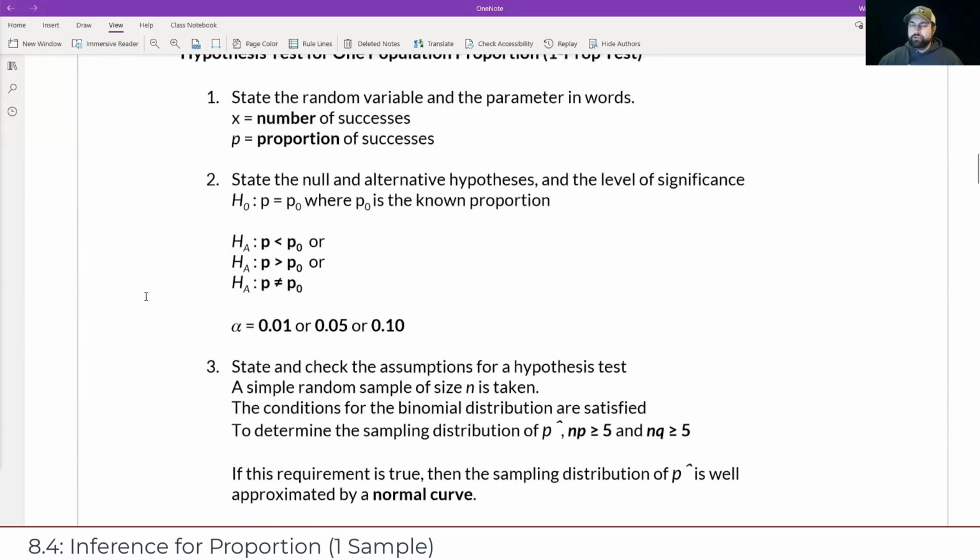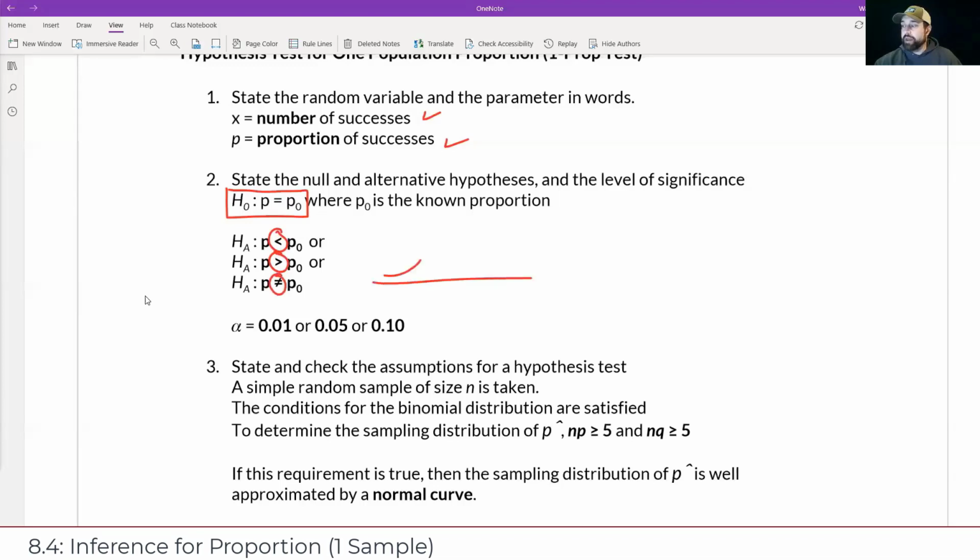So now we're back into the routine of, well, how do we do a hypothesis test? So first you identify your variable and the proportion of that variable. The null hypothesis is that the sample proportion and the population proportion are the same. So that's our null hypothesis, that there's no difference between the sample and the population. They're identical. And then our alternative hypothesis is that either the sample is less than the population, greater than the population, or not equal to the population.